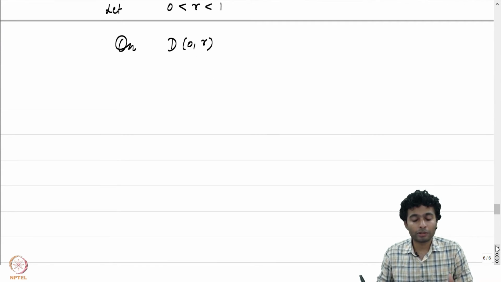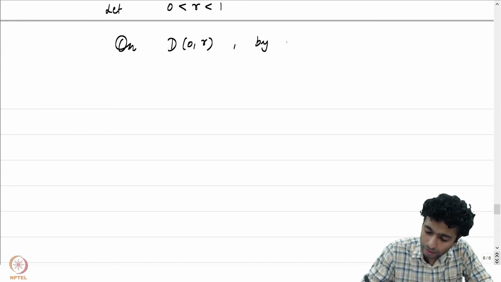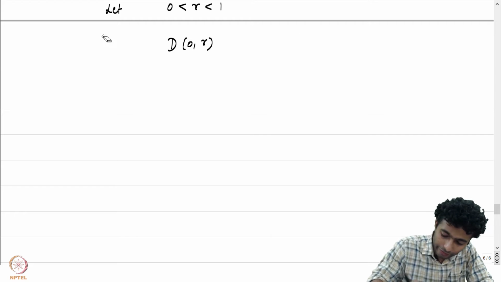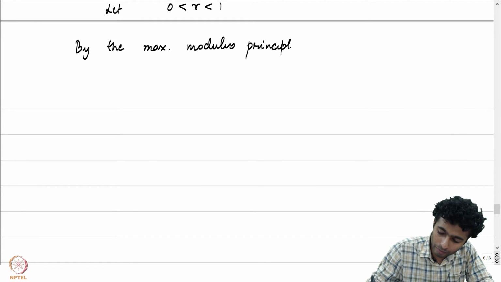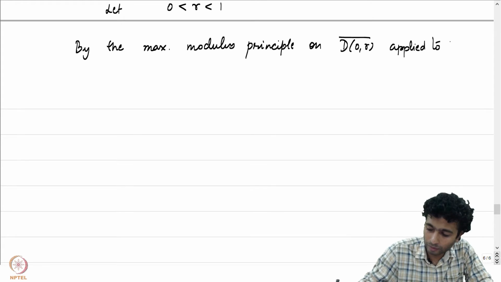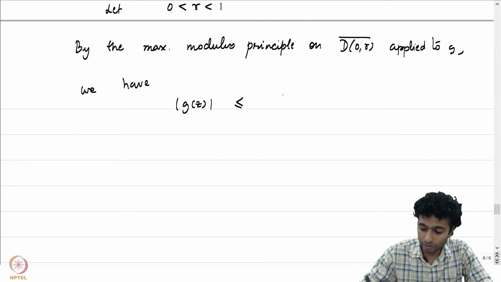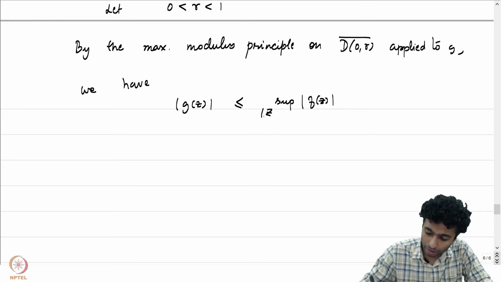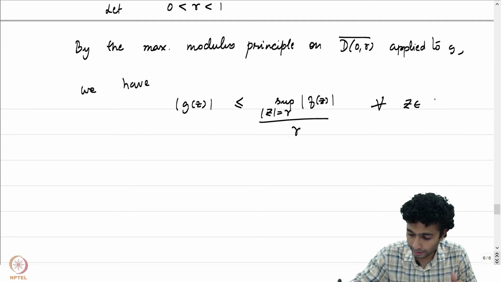And by applying the maximum modulus principle on the function g, which is now defined on the unit disk, by applying, not on D, rather, let me just rephrase it, by the maximum modulus principle on D(0,r) bar applied to g, we have the absolute value of g(z) is less than or equal to the supremum of the absolute value of f(z) for mod z equal to r, divided by r, which is equal to r. This is true for all z in D(0,r).